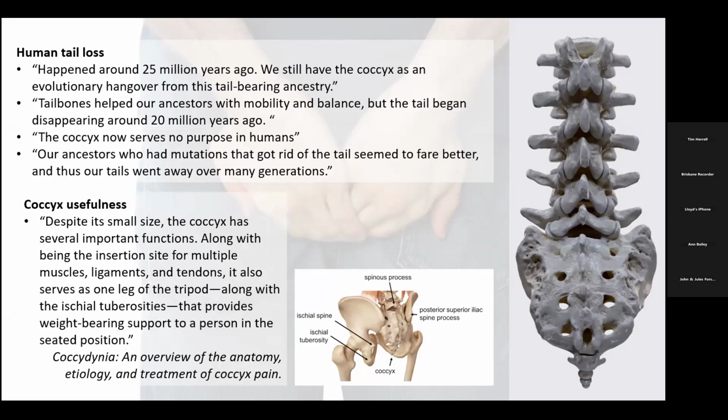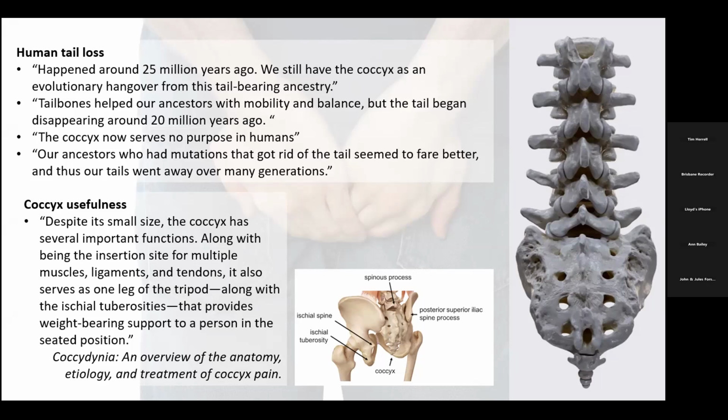tripod, along with the... Dave, you're going to help me out on this one. What was that word again? We did this earlier. Come on, buddy. I know the second one's tuberosis or something, or... you can read it, but I'm not even going to try.